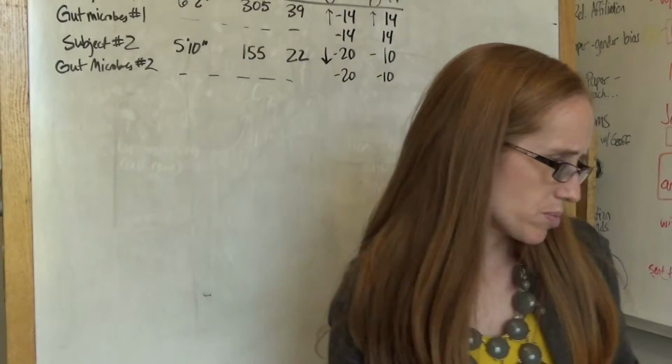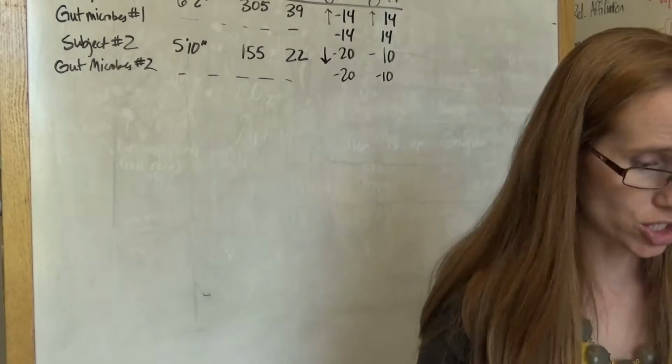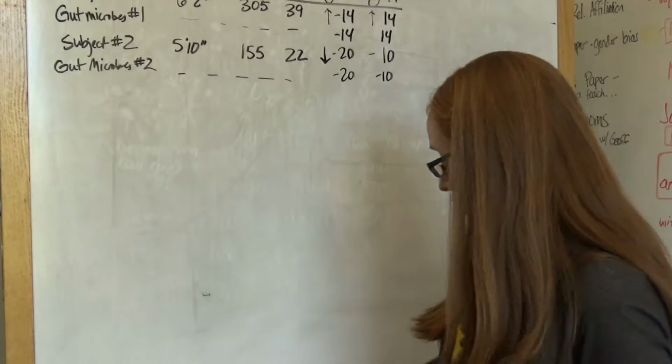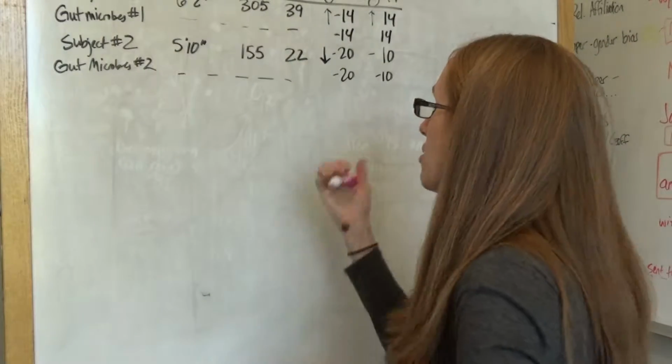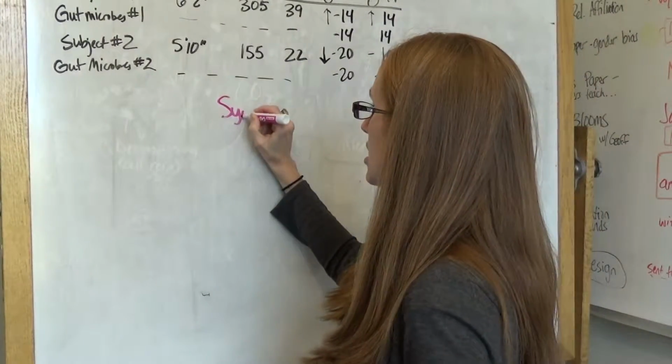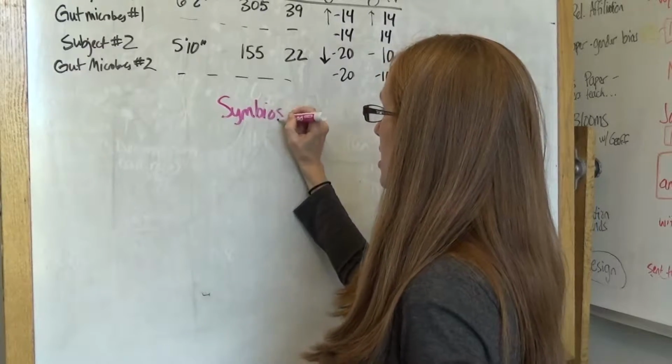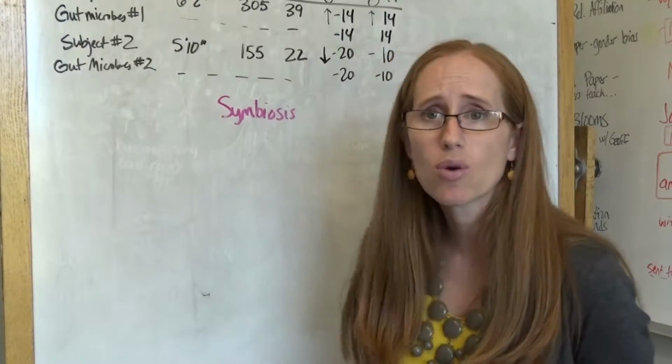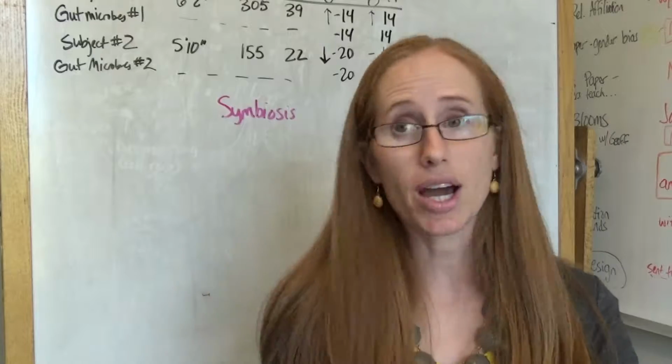Okay, so the relationships we're looking at are symbiotic relationships. You want to tell them that these bacteria are living in conjunction with us, and we have a word for that. Sym means together, and bio means to live. So symbiosis is organisms that are living together in some kind of relationship.